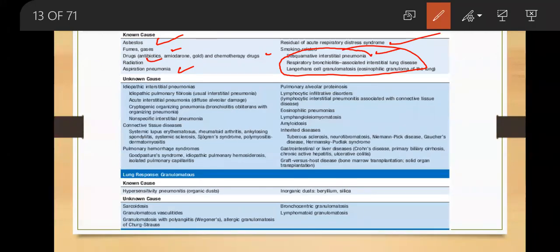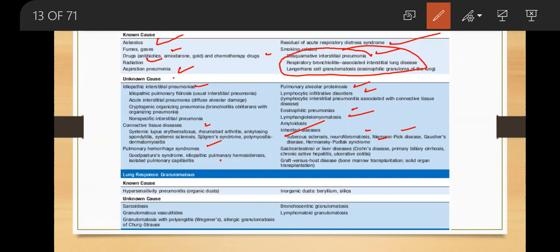So unknown causes: idiopathic interstitial pneumonitis, connective tissue diseases, pulmonary hemorrhage syndromes, which is Goodpasture syndrome, and pulmonary alveolar proteinosis, lymphocytic infiltrates, eosinophilic pneumonias, lymphangioleiomyomatosis, and amyloidosis, or it can be genetic and inherited, like tuberous sclerosis, neurofibromatosis, Niemann-Pick disease, which is one of the inborn errors of metabolism, Gaucher disease, and Goodall syndrome.